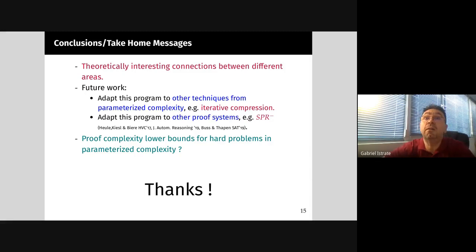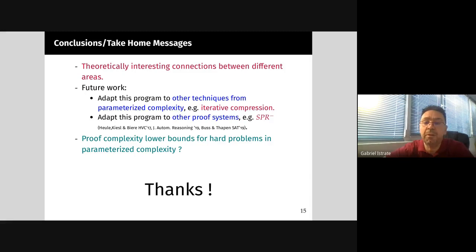There are other directions that are extremely interesting, and we're interested in exploring them. For instance, we've connected parameterized complexity and proof complexity to kernelization. But there are other techniques in this area, such as iterative compression or color coding, that may be useful for obtaining efficient propositional proofs, and we'd like to do that. On the other hand, to some extent, our result, although stated for Frege proofs, could be adapted to other proof systems.